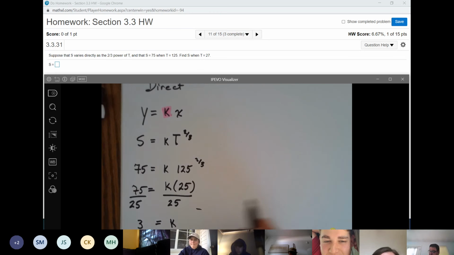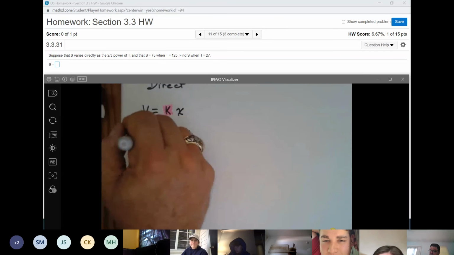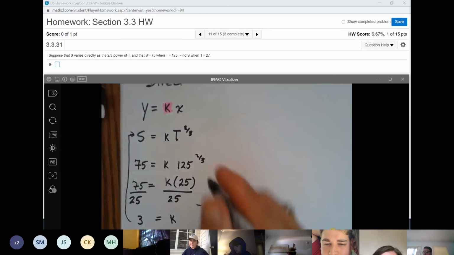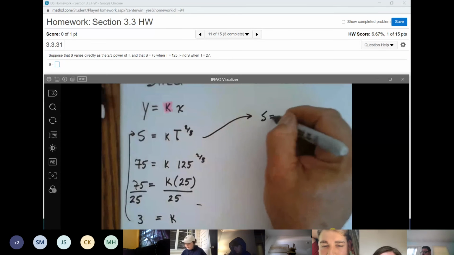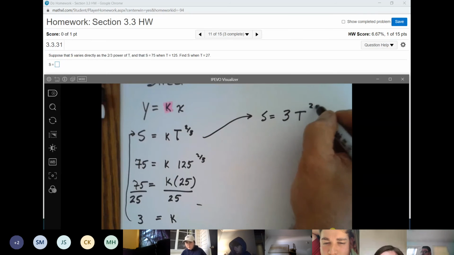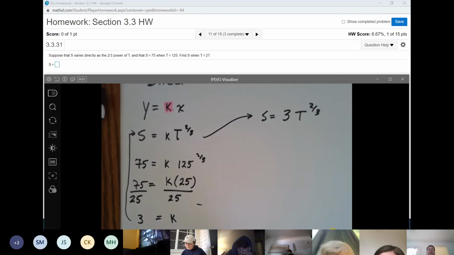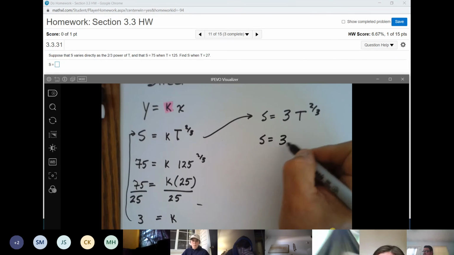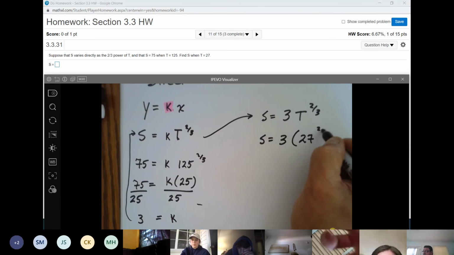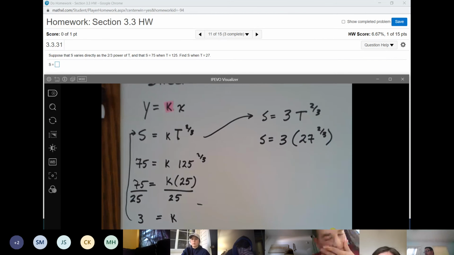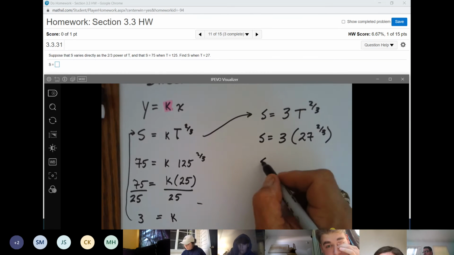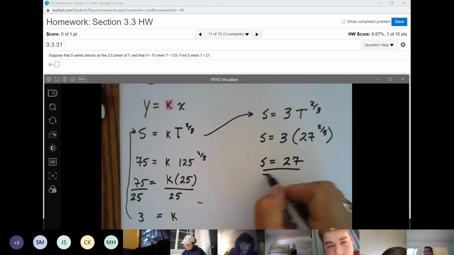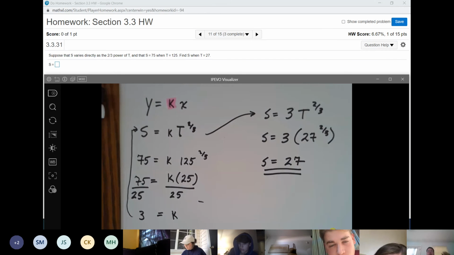All right. So now we take this 3, and what do we do with it? Back substitute. And now we get S is equal to 3t to the 2/3. And they say find S when t is equal to 27. And the cube root of 27 is 3. And 3 squared is 9. 9 times 3 is 27. Y'all check my math. That's another test question.